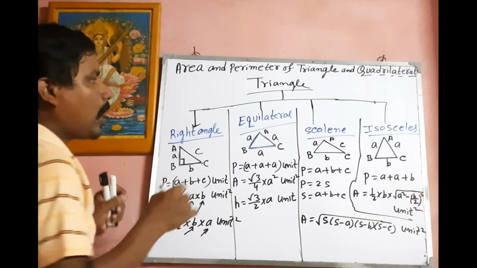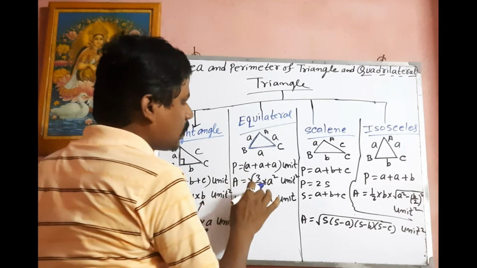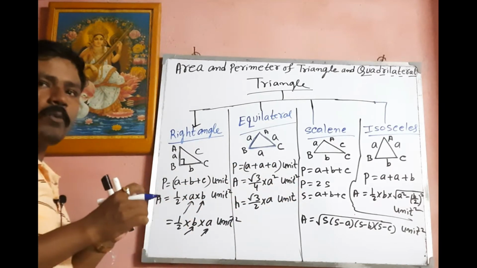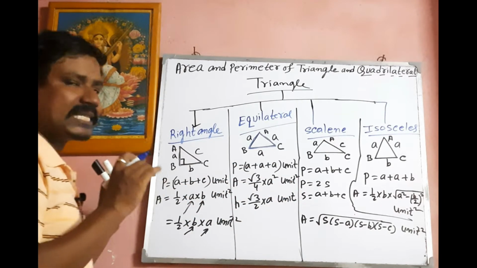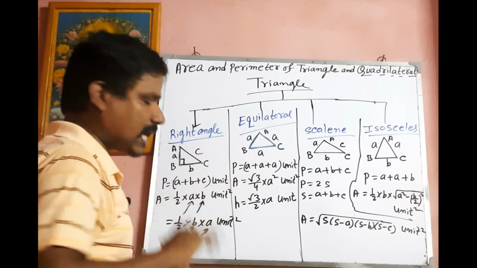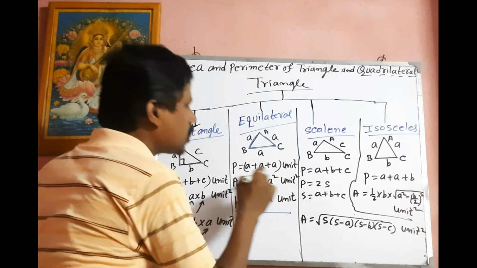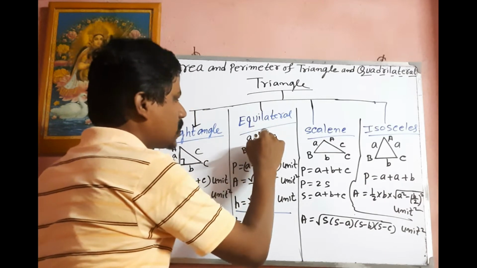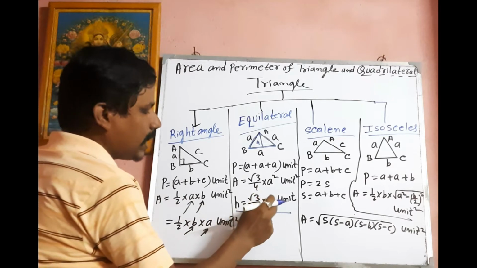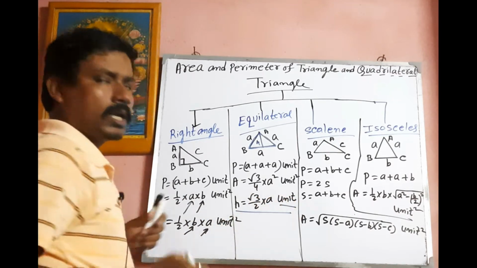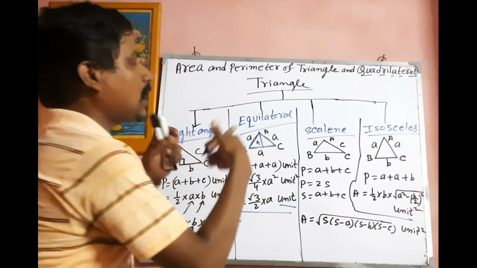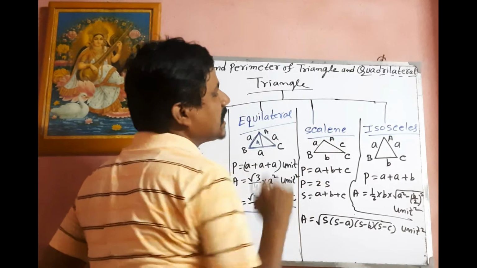Now the area of the equilateral triangle will be root 3 by 4 into A square, unit square. Root 3 by 4 into A square, unit square, is the area of the given equilateral triangle. And the height of this equilateral triangle, this will be H. Height of the equilateral triangle will be root 3 by 2 into A units. So this is the complete equilateral triangle. Now we move to the next part, that is the scalene triangles.